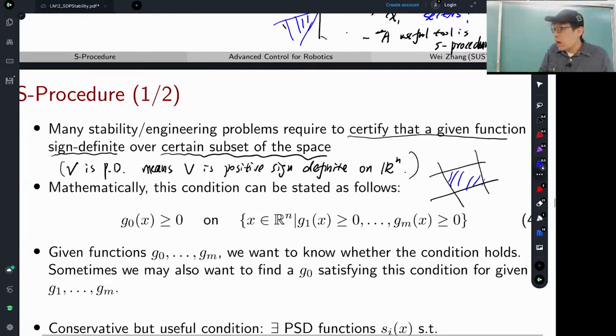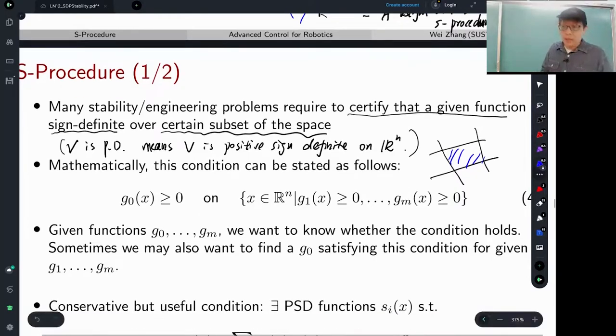What kind of problem are we asking? In mathematical terms, what we're trying to conclude is the following. We want to make sure a function, here is V. Now I use a little bit of change in notation here. I want G0, my target function, to be positive, always sign definite, meaning it's always bigger than or equal to zero.